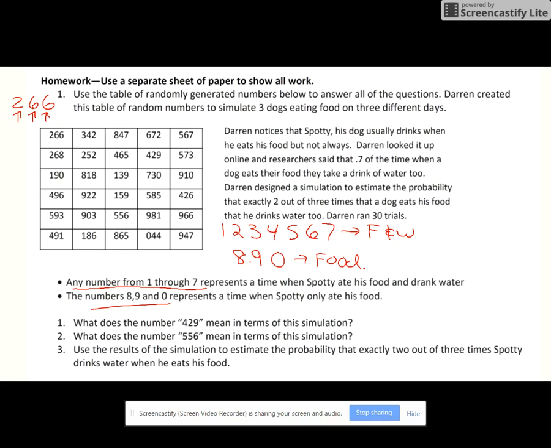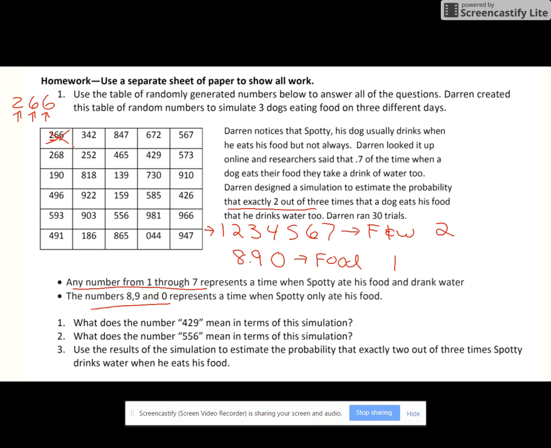So we're looking for a specific amount here. We're looking for exactly 2 out of 3 times that they ate and drank. So we're looking for 2 of these and 1 of these. If we look at the 266, for example, the 266 here has a 2, which is in the first region, and a 6, and a 6, which is also in the first region. Well, that's all 3 food and water. We want just 2, so that one's not going to work.